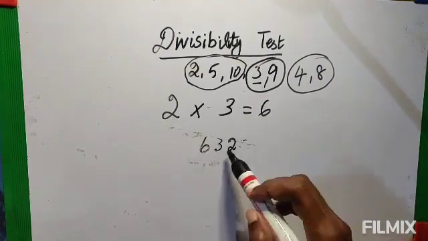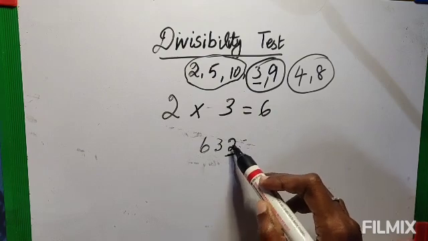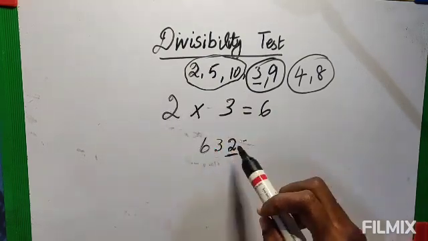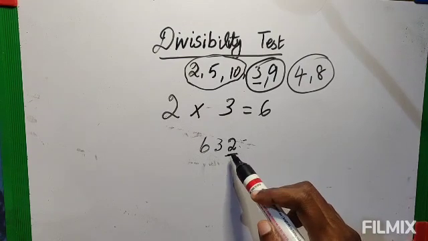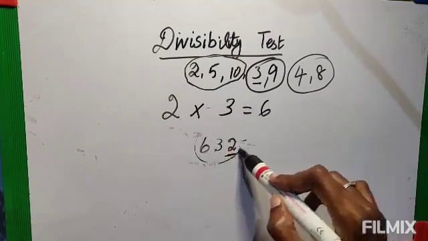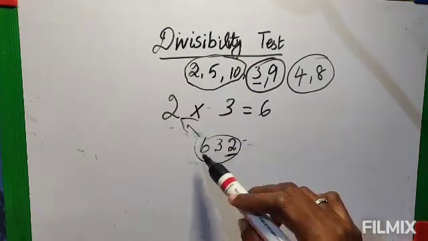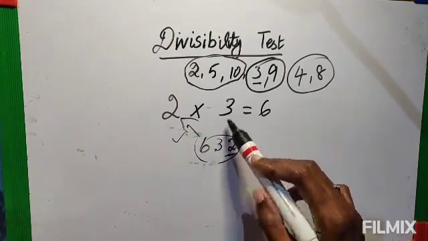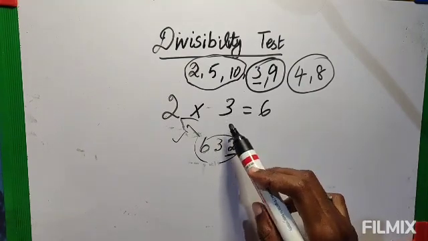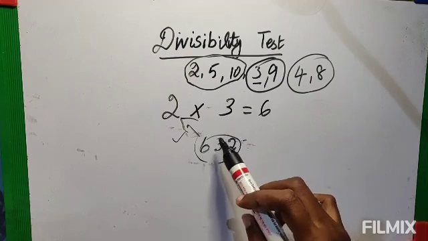Now look at this number. The last digit you see, we are checking divisibility by 2. The last digit is 2, so it is an even number. If it is an even number, then it is divisible by 2. So it is fulfilling the divisibility test of 2. Now for 3 we will check. For 3 the divisibility test is that the sum of the digits should be divisible by 3.